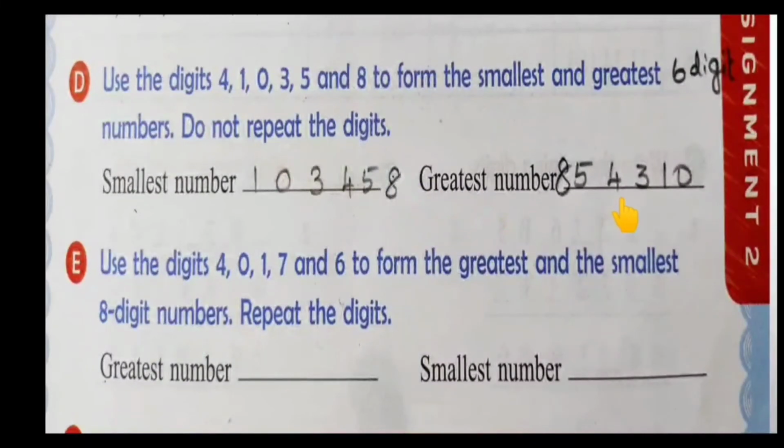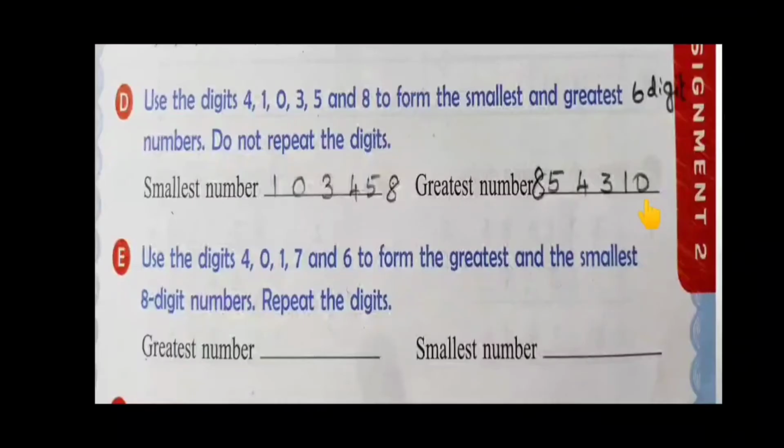From here, for the greatest number, we write the greatest digit first, that is 8, then 5, 4, then 3, 1, 0. Here 0 can come at the last. So how to read? Ones, tens, hundreds, thousands, ten thousands, lakh. 8 lakh 54,310. Here 1 lakh 3,458. Is it clear, children? Next one you have to do.